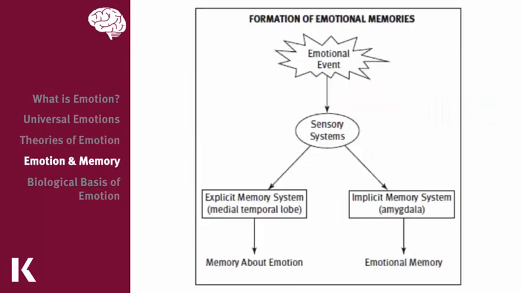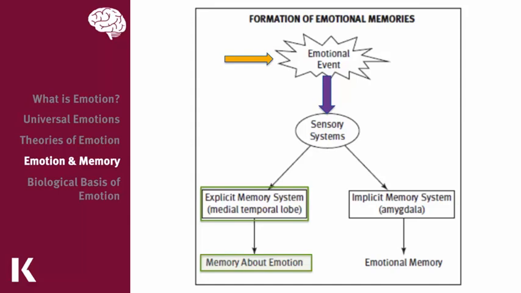Now that we've explored how emotions are formed, let's see how they influence our memories. If we have an emotional event, it will be processed by 2 different sensory systems, one being the explicit memory system, which is performed by the hippocampus in our temporal lobe, and this will create a memory about an emotion.